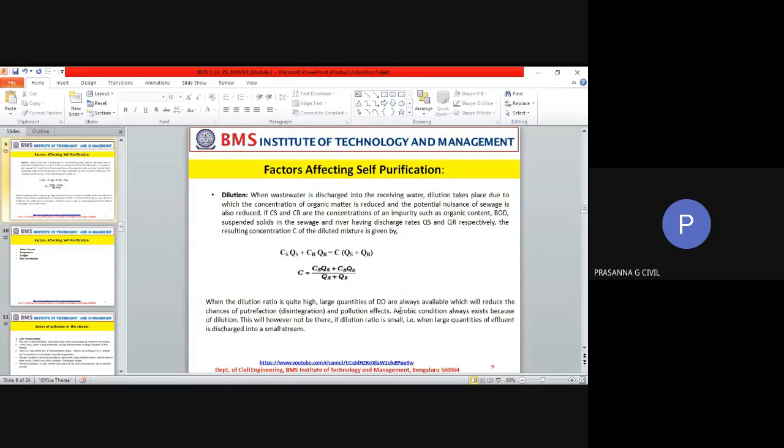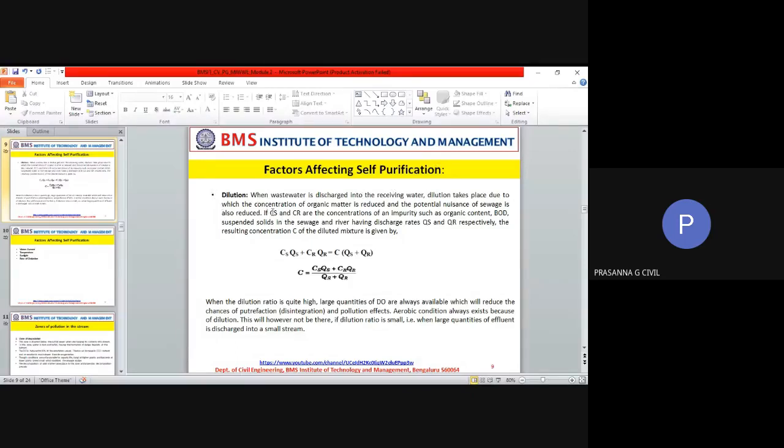So when I say dilution ratio is small, that means the amount of wastewater that I'm putting into the stream or the river or the lake is more. In the other case, the dilution ratio will be large. So the first factor which affects self-purification is dilution.